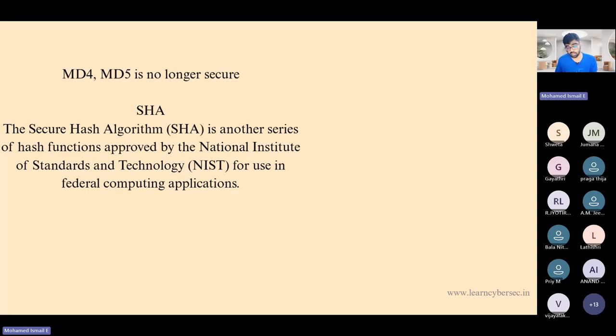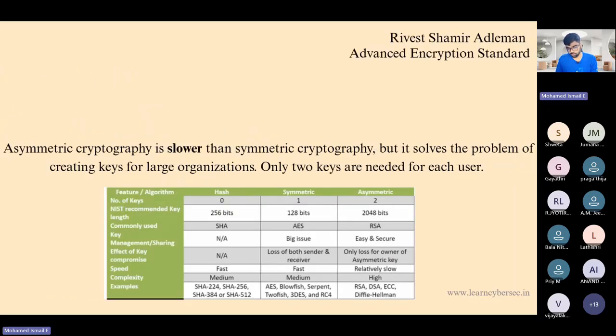The secure hash algorithm is the secure hashing algorithm. You can use it in hashing. That's the algorithm you might have seen in many of the applications. So now you just focus on the hash column. You see the recommended key size length is 256 bit, and you see SHA-224, SHA-256, SHA-384 and SHA-512. These are the hashing algorithms that can be used in hashing.